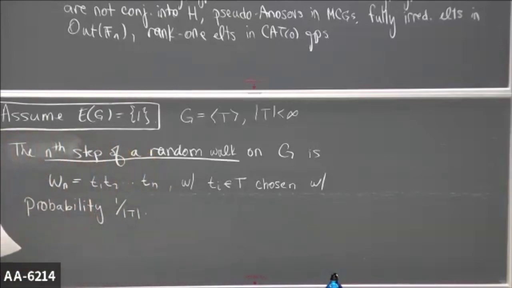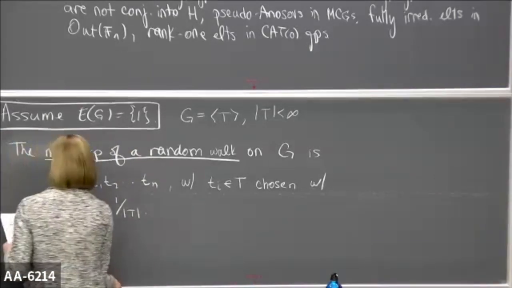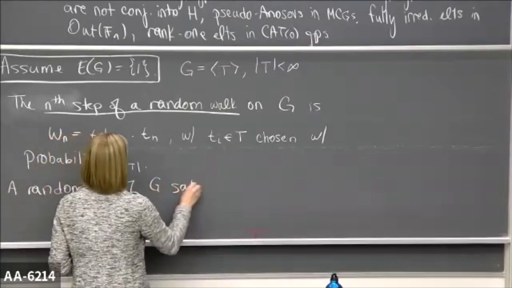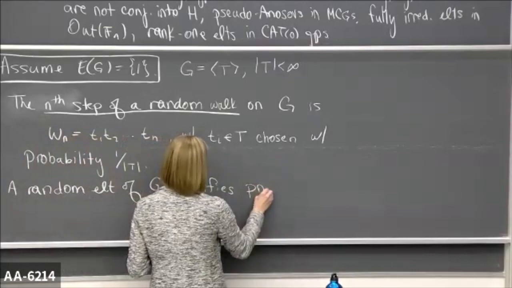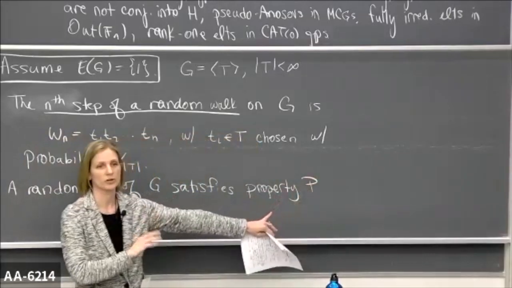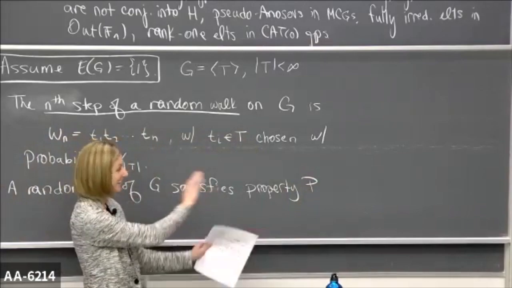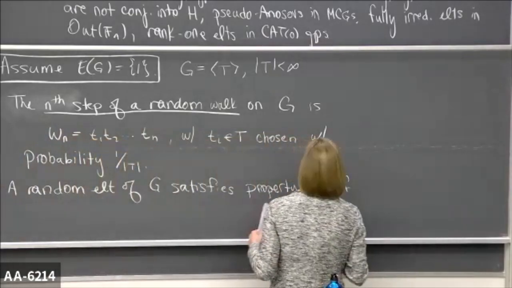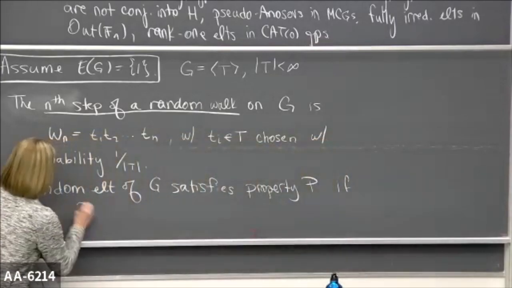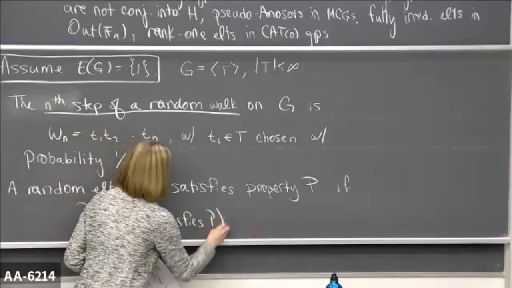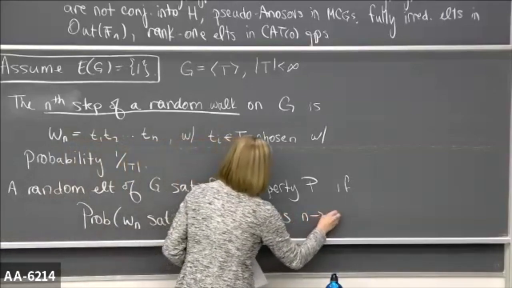Okay, so this is the nth step. You can imagine just doing this more and more times, infinitely many times, and what happens in the limit as you keep doing this, we say that's like a random property of the group. So we say that a random element of a group G satisfies some property, which I'll just call P, like infinite order, or whatever property you want to put there. We say that a random element satisfies property P if the probability that the nth step of a random walk satisfies P approaches 1 as n approaches infinity.